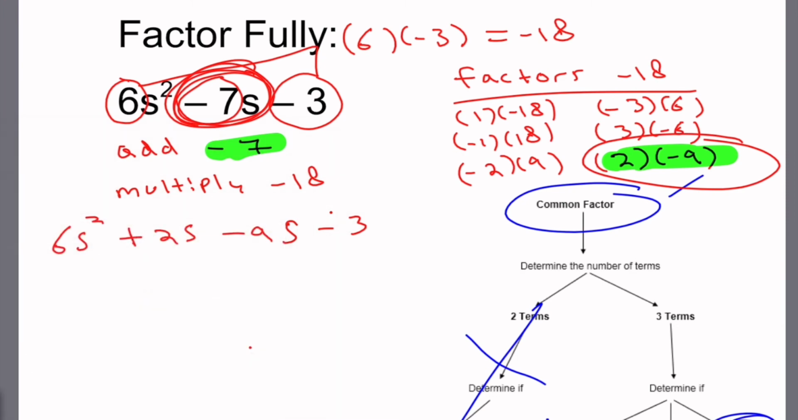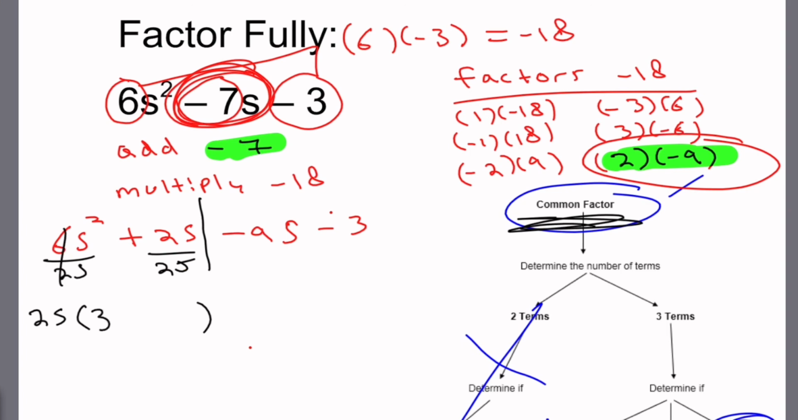Okay, so now what you want to do after you have your 4 terms, slice it in half right after the second term, just temporarily. And we're going to common factor both sides on their own, right? So on the left, 6s squared plus 2s, we can take out 2s. And if we divide by 2s here and there, 6 divided by 2, we get 3. s squared divided by s, we get 1 s left over, so 3s. 2 divided by 2 is 1, s divided by s is 1, so we end up with nothing, which really means it's a plus 1. So 3s plus 1.